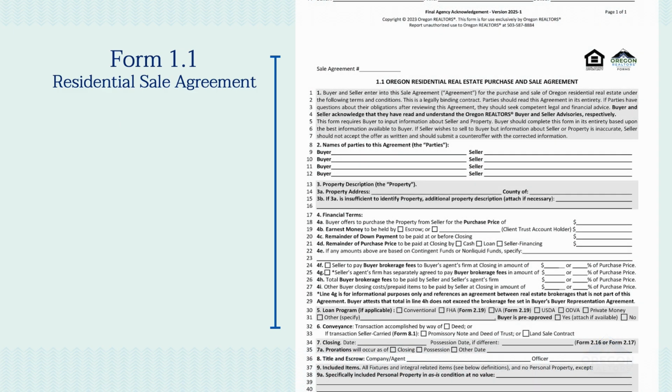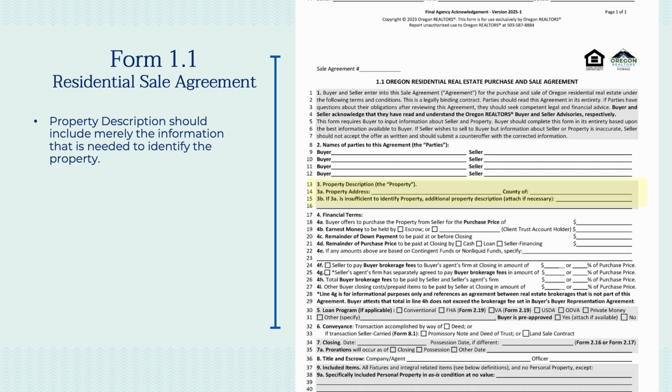Now, if we go back to the top of the sales agreement, the first section has the property description. This should simply be an identifying property description. If it is sufficient for identification, that's all you need. It's just to make the parties aware of what property is being sold, what county it's in. Now, if a property description is not enough to identify the property, you may need more input. There's space for that.